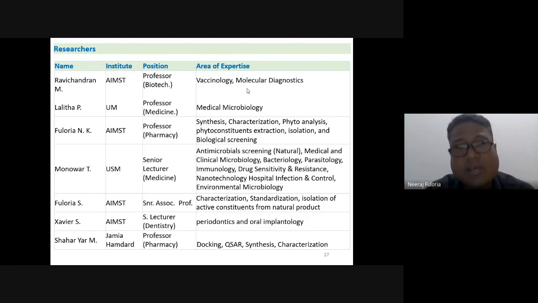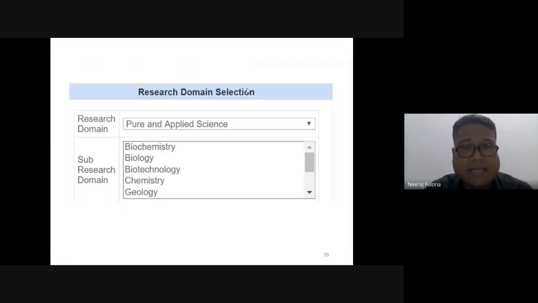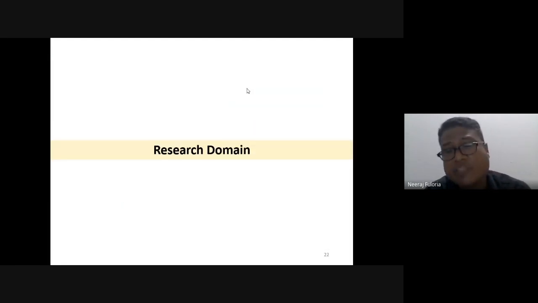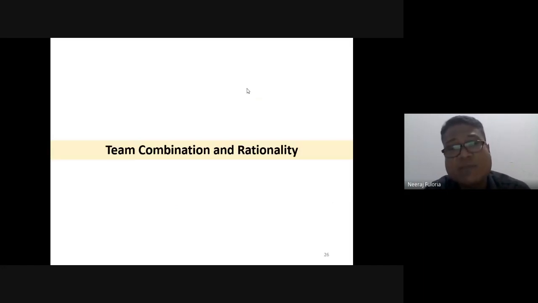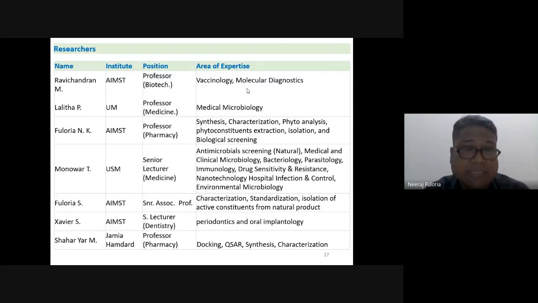Like I told, the first requirement is your title. The second requirement is which domain you are selecting. The third requirement is your team combination and rationality: what team you will take, what number of members you will be taking, what will be their expertise. It should be all relevant. In that we have discussed this one.